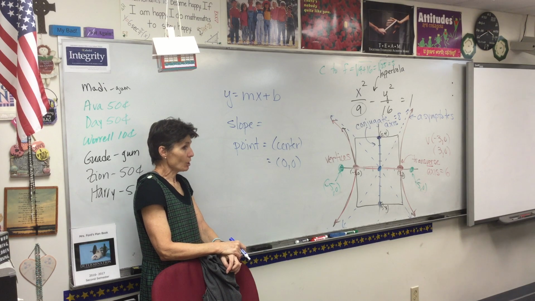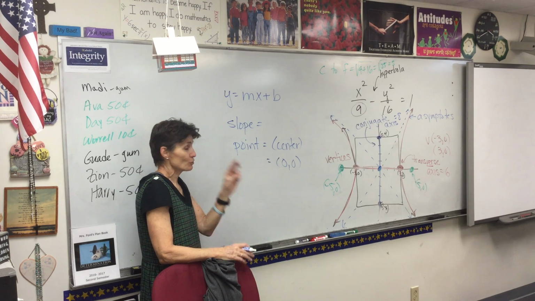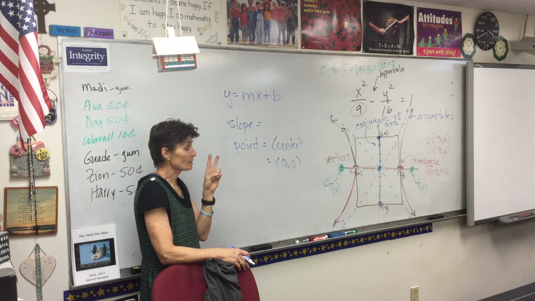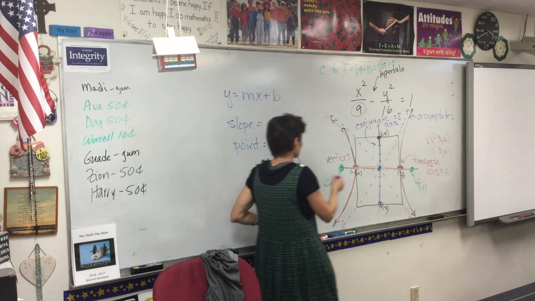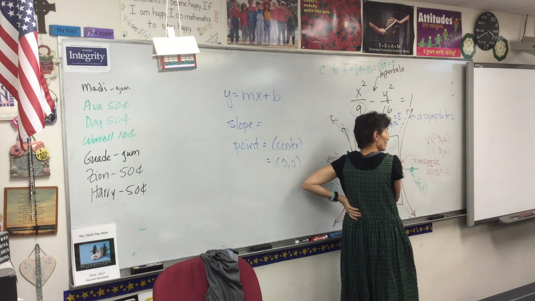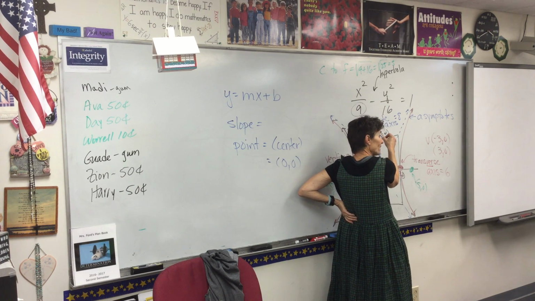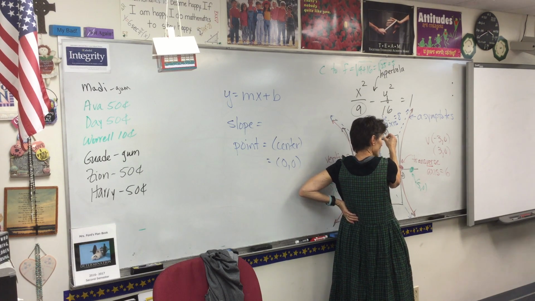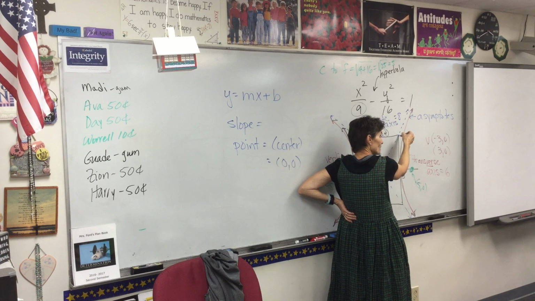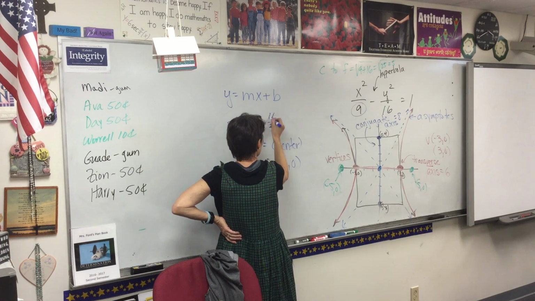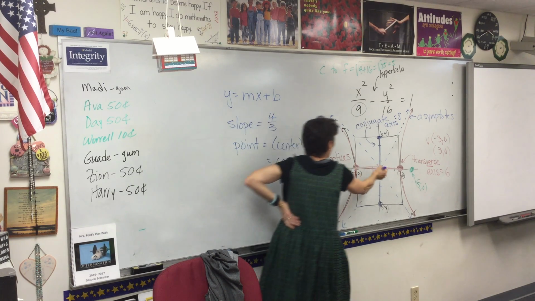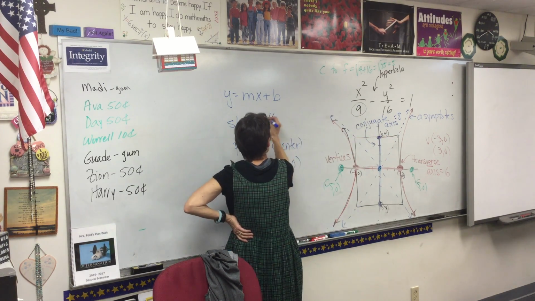To find the slope, first of all, there's two of them, two asymptotes. When you find the slope, think about how you build the box. You started at the center, and you counted up how many? 4, and over how many? 3. So the slope is 4/3 or negative 4/3.